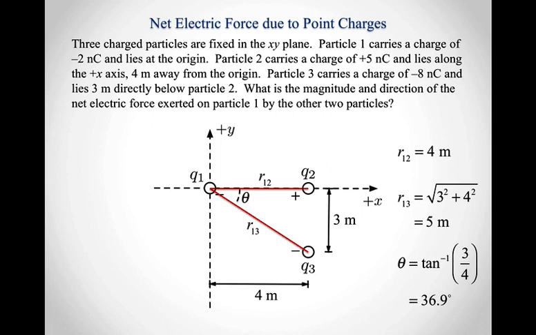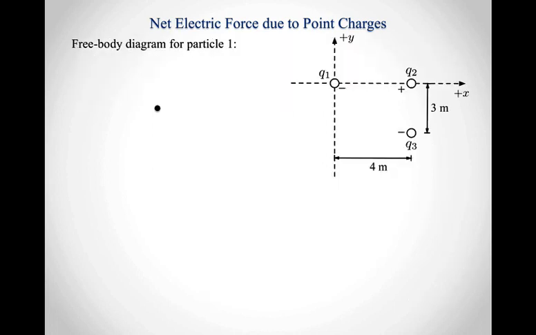All these are just values we're going to need as we do our calculations. The next thing to do is draw the free body diagram for particle 1. What are the forces exerted on particle 1 by the other two particles? For starters, consider the interaction between particle 1 and particle 2. One is positively charged, the other negatively charged. Opposite charges attract, which means charge 2 is going to pull charge 1 to the right, so I can draw in that force.